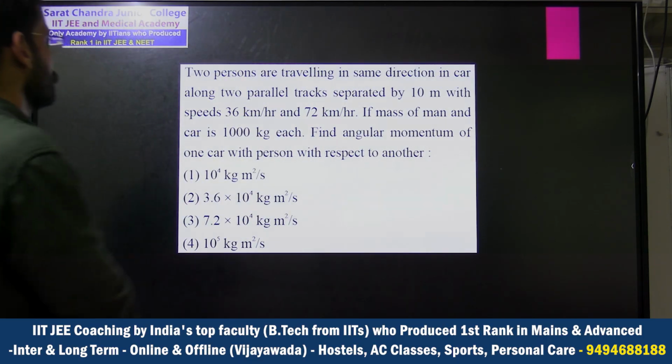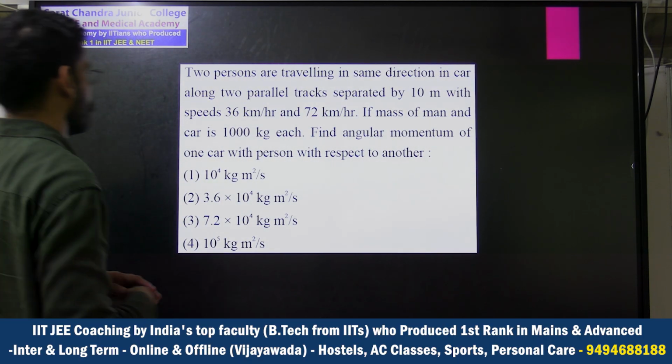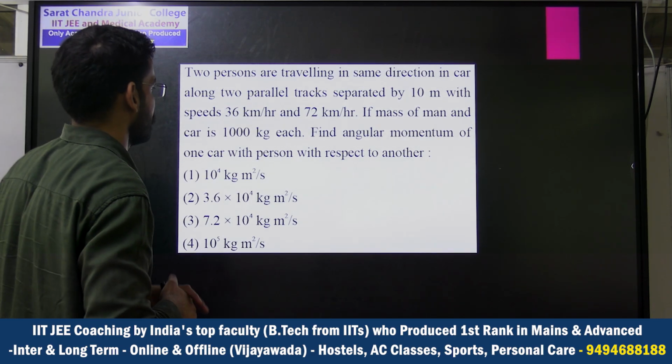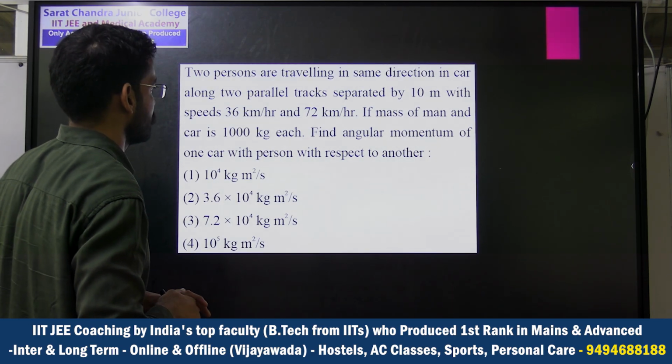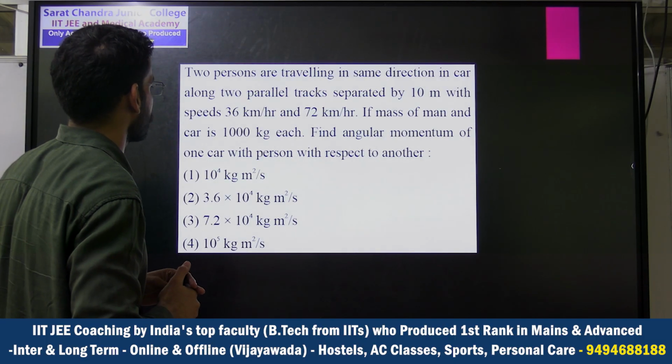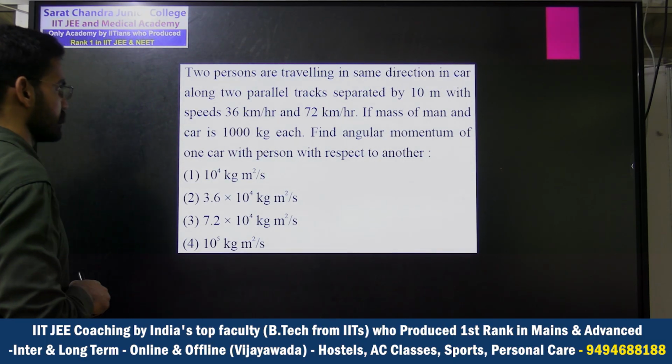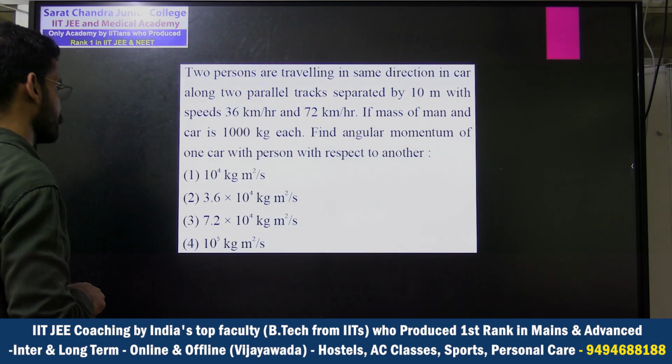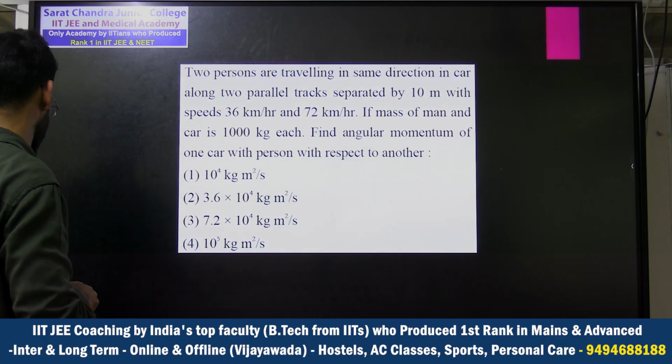Next question. Two persons are traveling in the same direction in a car along two parallel tracks separated by 10 meter with speed 36 km per hour and 72 km per hour. If the mass of man and car is 1000 kg each, find the angular momentum of one car with respect to another. See here.